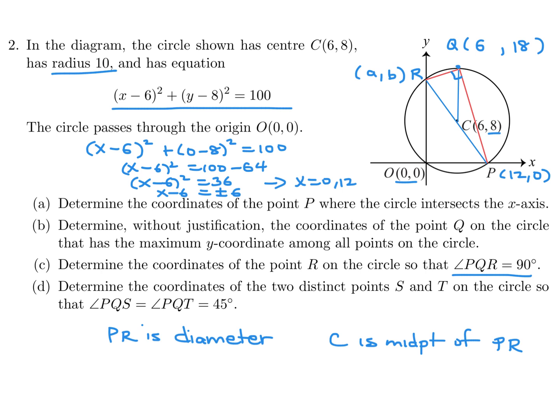So let's see here. That would be (a + 12)/2 = 6, and that would mean that a is 0. Okay, that's on the y-axis. And then now let's figure out b: (b + 0)/2 = 8. So that means b is equal to 16. So there we go. 0 and 16 are the coordinates of R.